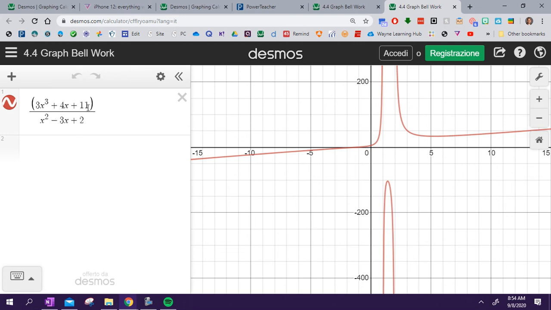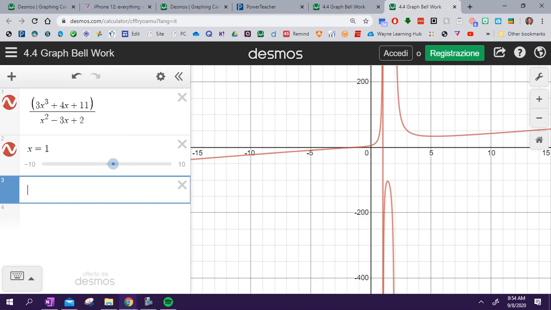Here's that graph, 3x cubed plus 4x plus 11, over x squared minus 3x plus 2. We have vertical asymptotes. We said vertical asymptotes at x is equal to 1 and x is equal to 2.